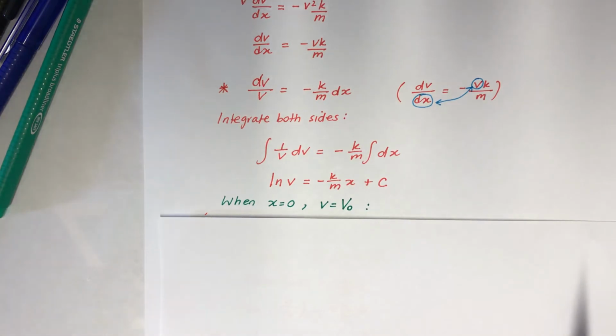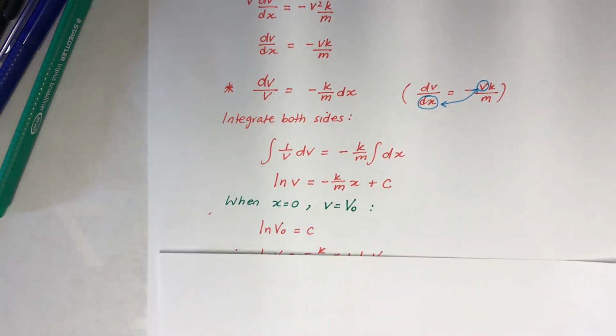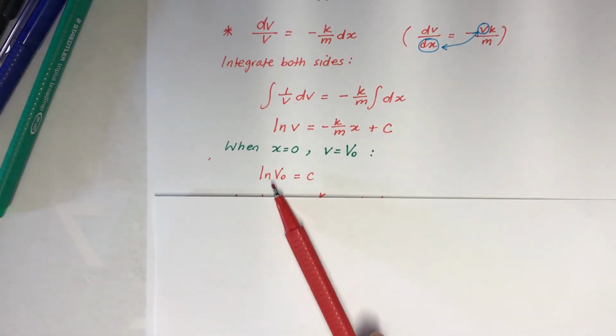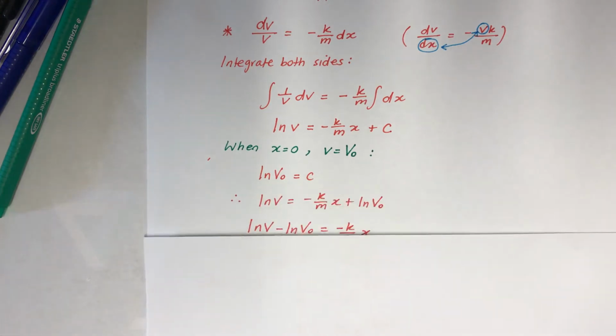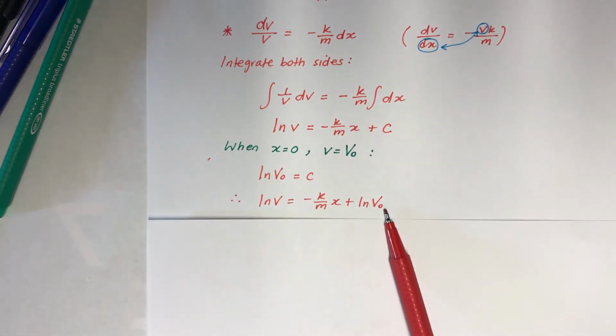When x equals 0, v was v0, wasn't it? And therefore my c will be ln v0. So I'll just put the c back into the equation. That's what I'm going to get.